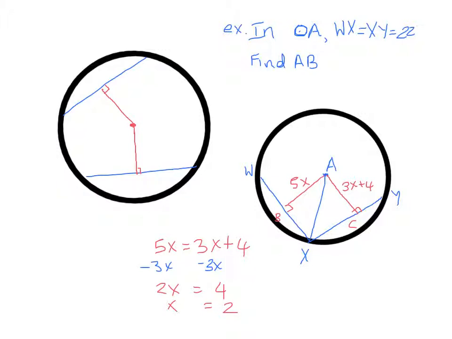So there you have it. It really wasn't a very hard question once you know that theorem. However, we did not actually finish answering the question yet, did we? We found x, but we did not yet find AB. So remember, AB is actually 5 times x. So it's 5 times 2, and the length of AB is 10. All right, great.